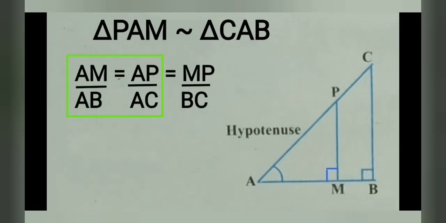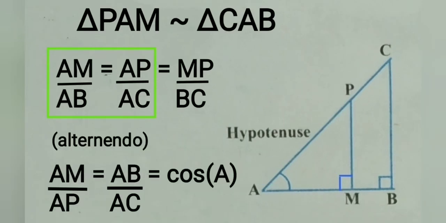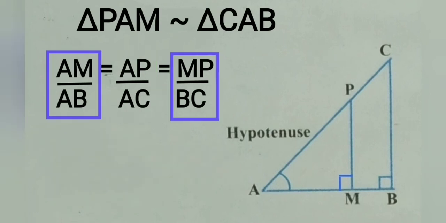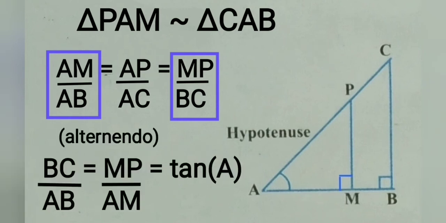Similarly, if we consider the two ratios marked in green, that is AM upon AB is equal to AP upon AC, and apply alternando, we get AM upon AP is equal to AB upon AC, which is nothing but cosine of angle A. Also, if we consider the two ratios as highlighted in the figure and apply alternando, we get BC upon AB is equal to MP upon AM, which is nothing but tan of A.